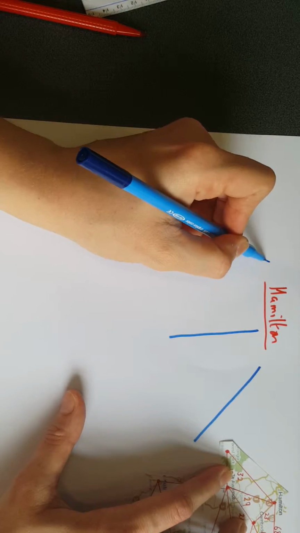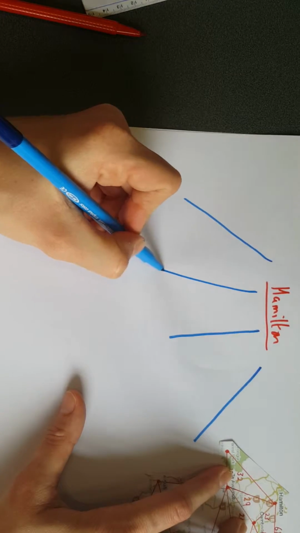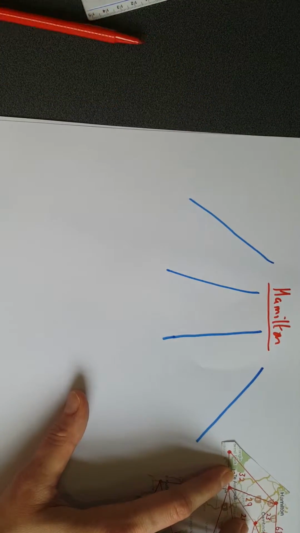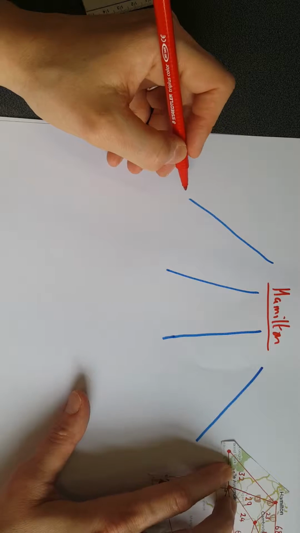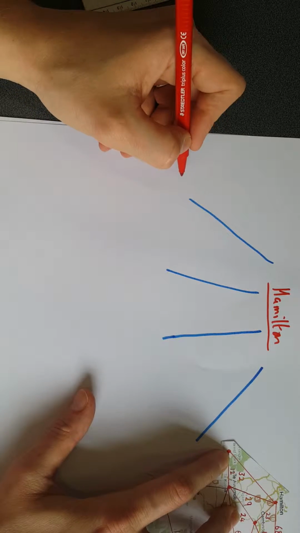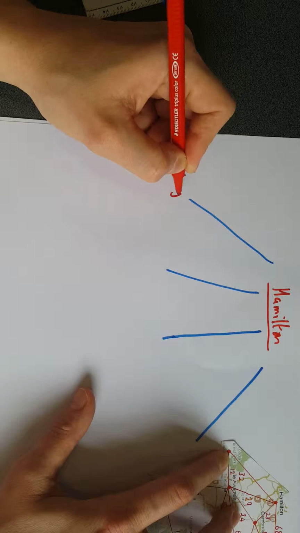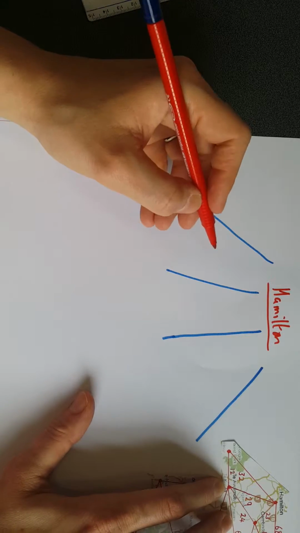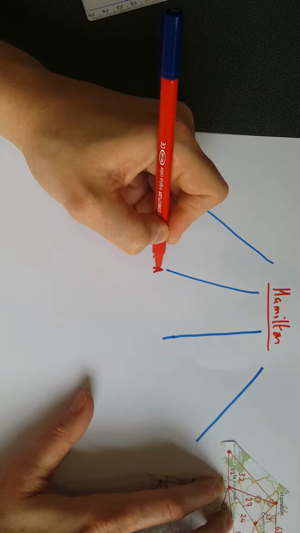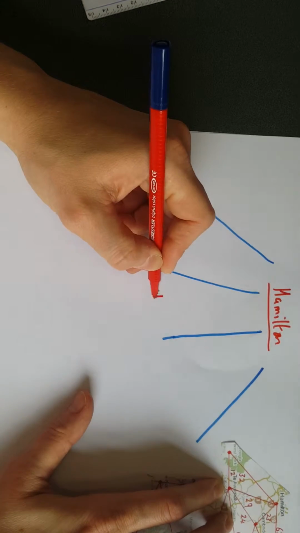I'd say the easiest thing to do is to put the names of where you're going at the bottom of each branch, and then label the branch itself with the distance. So the first one was 32, the next one was 29, the next one was 23, and the next one was 68. I would use different colours to help it stand out.